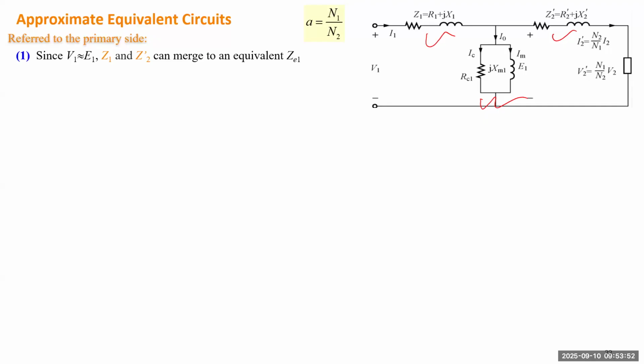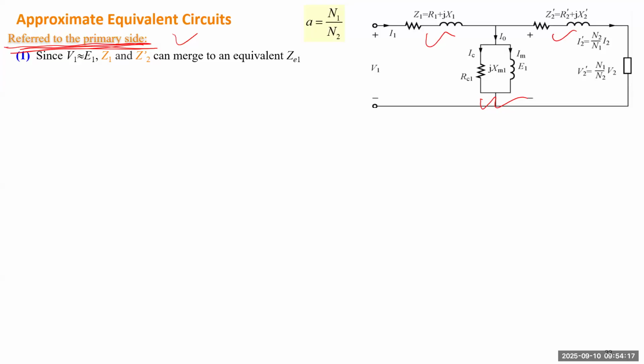We will take two steps. We use this as one example. We transfer everything to the primary side. Then we'll take two steps to get a simpler circuit. Definitely, you can transfer everything to the secondary side and take similar two steps. So let's use this one as an example.